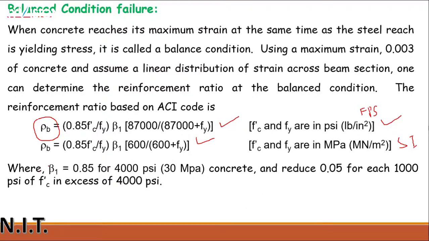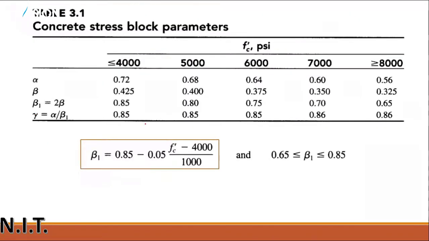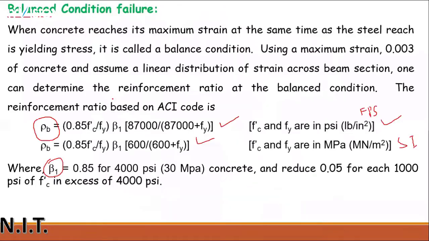as you can see, this beta 1 is 0.85 for 4000 psi. These are the different values which are available in this table. This beta 1 value for 4000 psi concrete equals 0.85. It is mentioned here, beta 1 is equal to 0.85 for 4000 psi or 30 megapascal concrete, and reduce 0.05 for each 1000 psi of fc' in excess of 4000 psi.